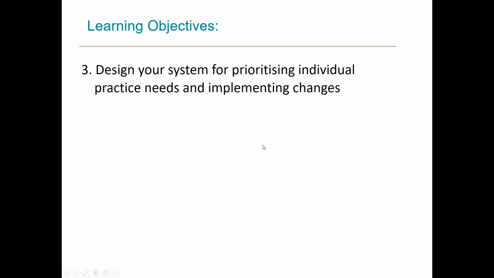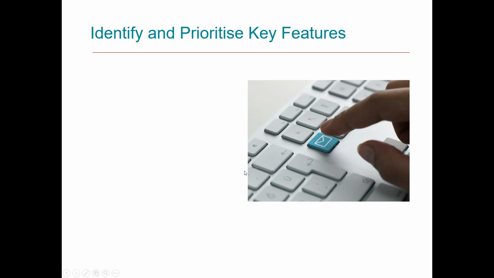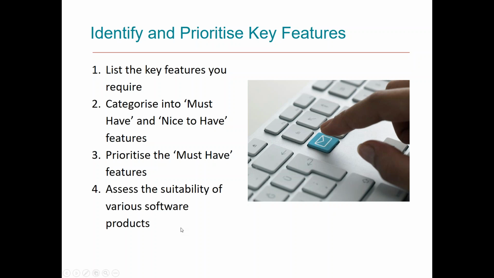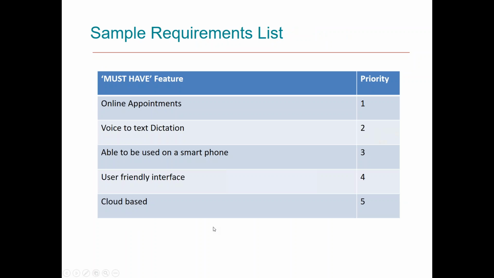The idea being to design a system for prioritizing your individual practice needs and implementing the changes. So when we're identifying and prioritizing those key features, list the features you require, and then, as I said, categorize them. Must-haves, nice-to-have. Prioritize the must-haves. What's the most important to you, and assess the suitability. Now that could just be 5 things on that list at the moment. Simple. So if you look at it as a really simple way, this list is going to be different for everybody.